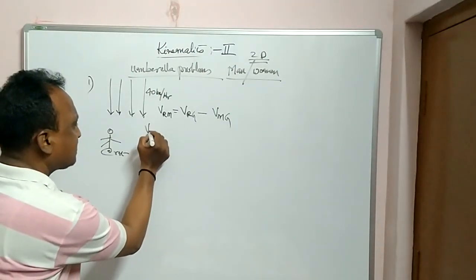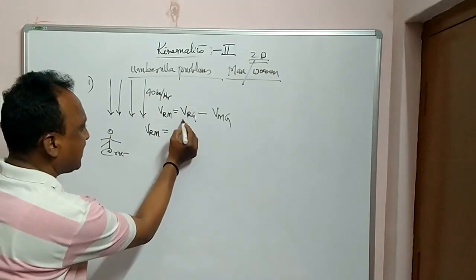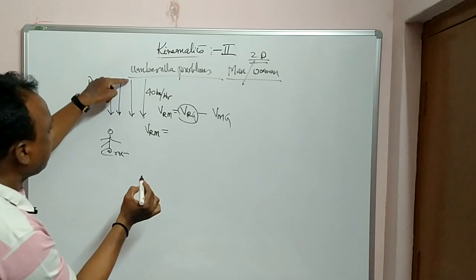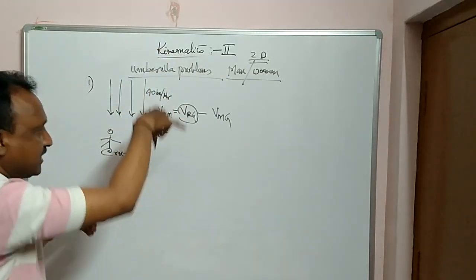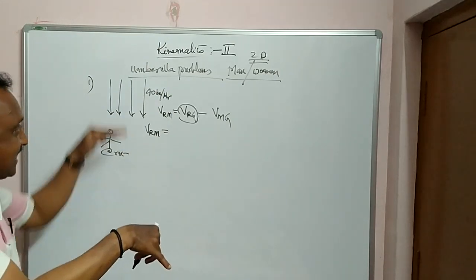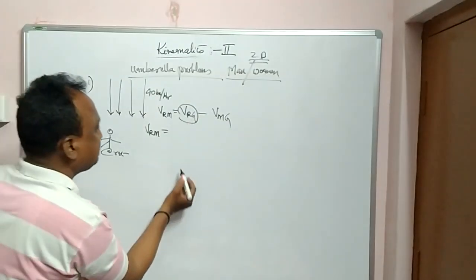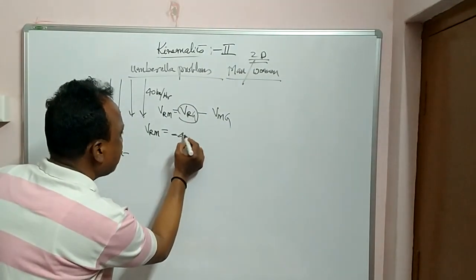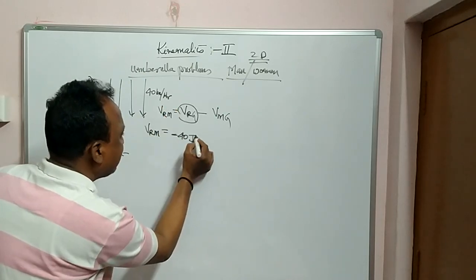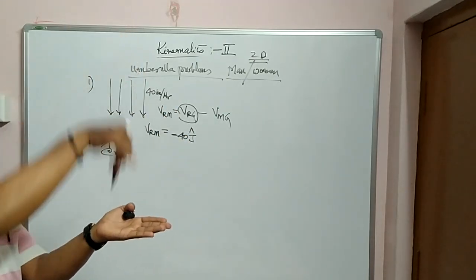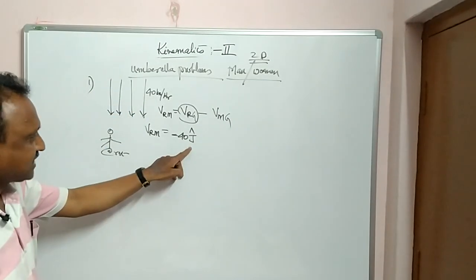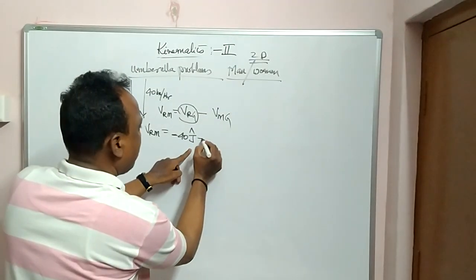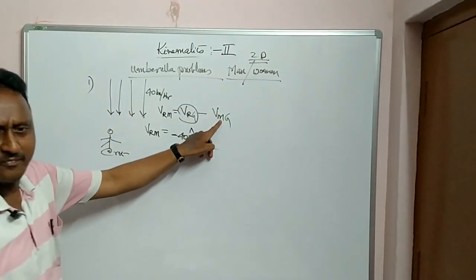So velocity of the rain with respect to man is, what is velocity of rain with respect to ground? 40 km/h it is falling, like this, 40. So when it is falling downwards, that means negative of y-axis, minus 40 j cap. It is falling vertically downward, negative of y-axis, that is minus 40 j cap, minus, what is the velocity of man with respect to ground?